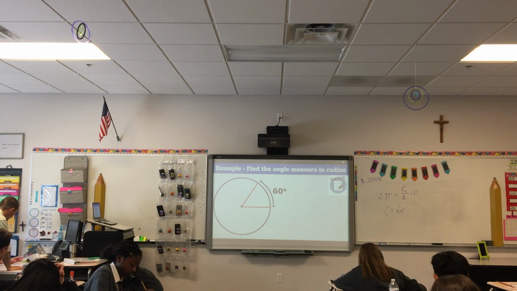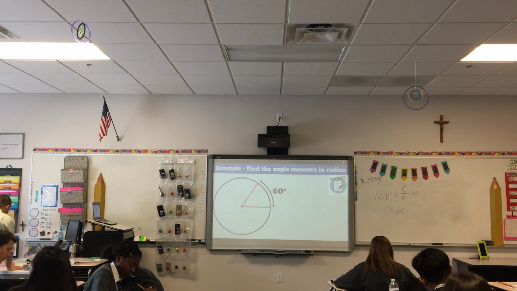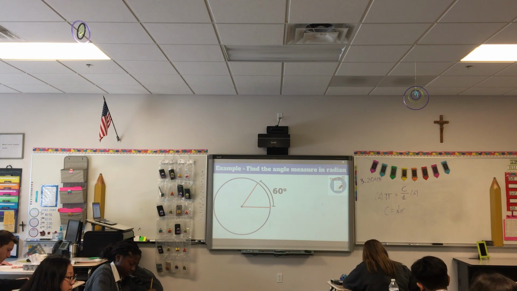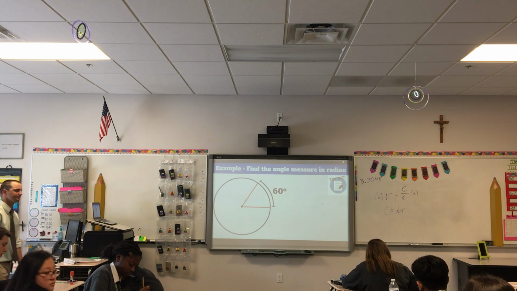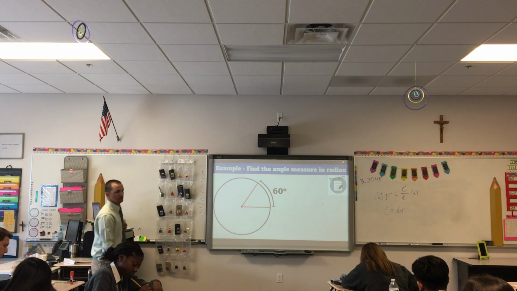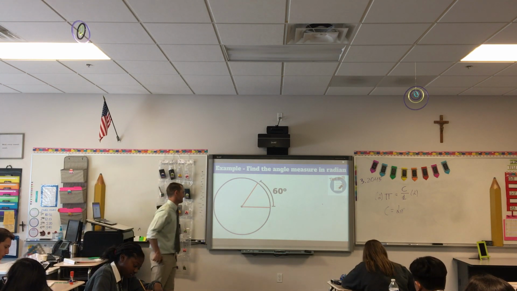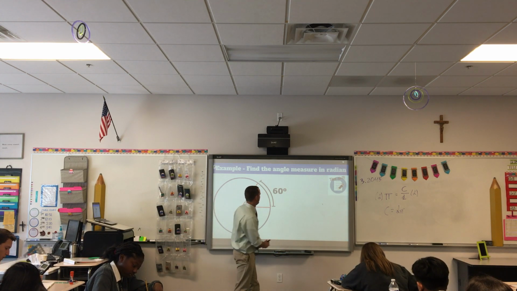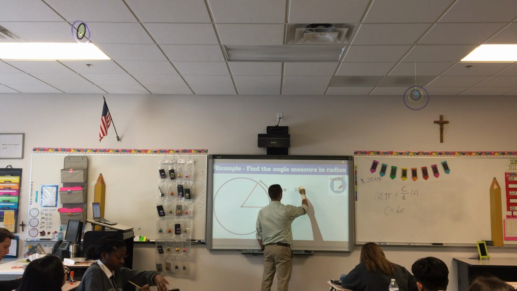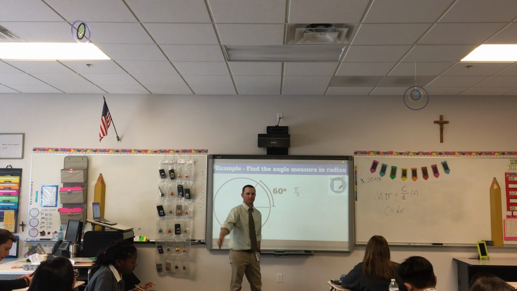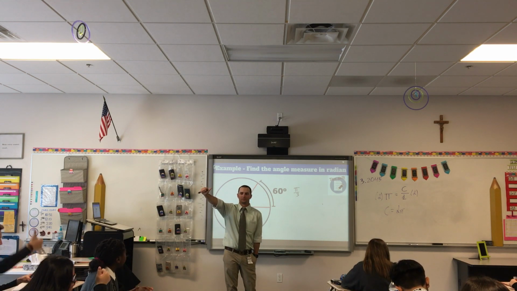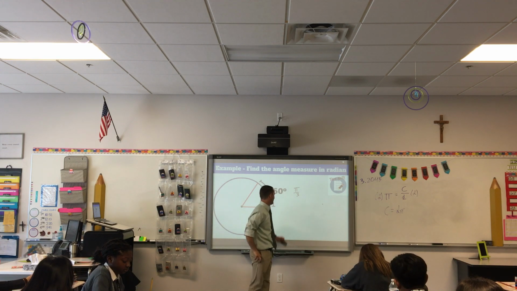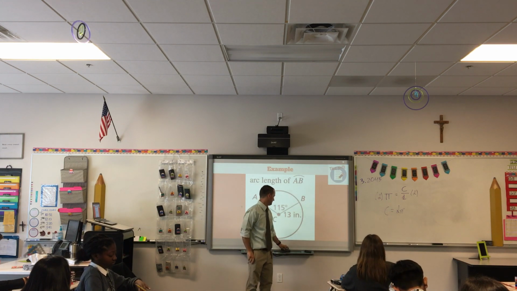Some people do. I got 2 over 6, and pi reduces. Marston, what did you get? Radian equals pi over 3. Thumbs up if you agree. Cool, awesome, good job. Yep, the radian measure is pi over 3.